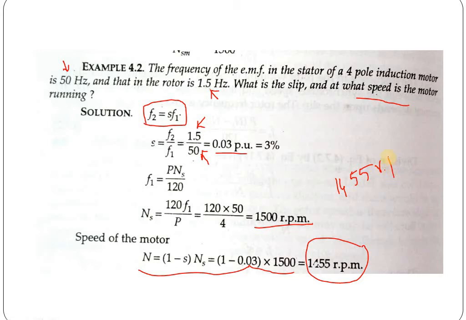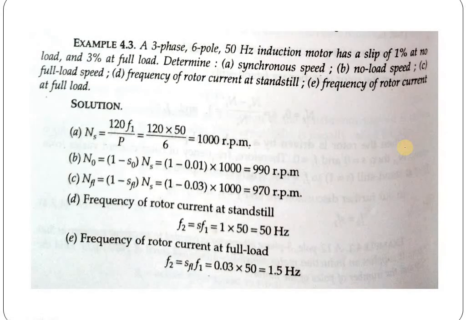So, we are getting two answers here. One is the value of slip, that is 3%, and another answer is that our rotor speed is 1455. Now, another problem we are considering.